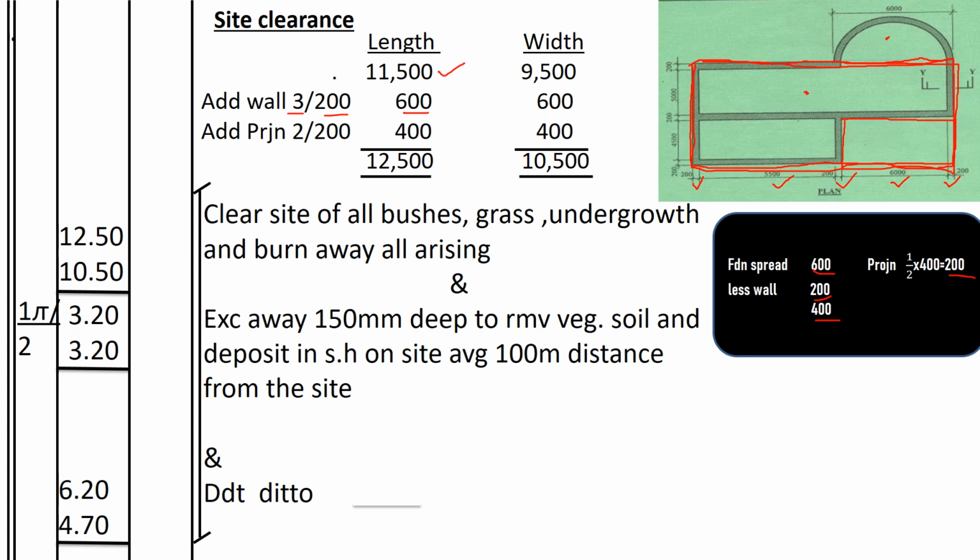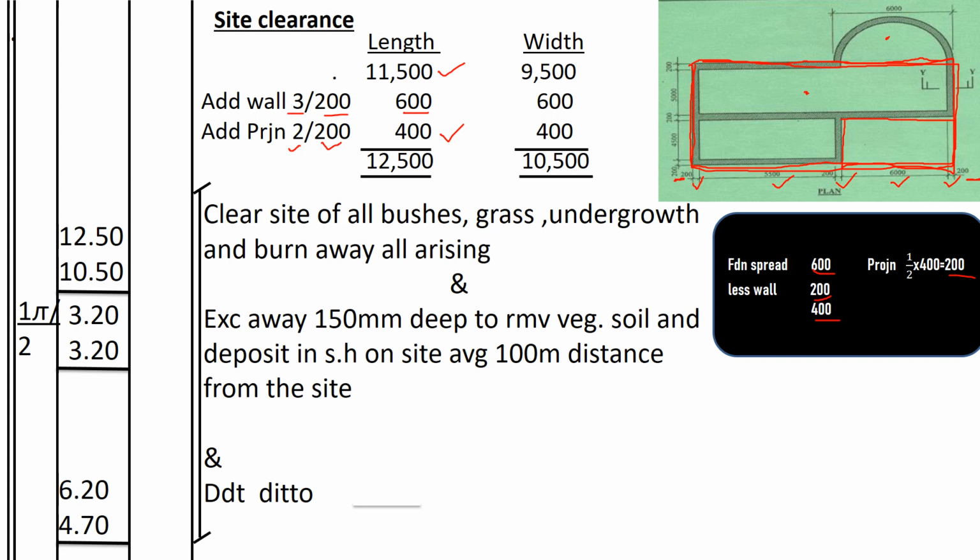So the projection on each side, for example on the length side, we shall add 200 on each side, because a half of 400 is 200. So the projection on the total length will be 2 times 200, 400. So what is the total length of that rectangular part that we are going to do site clearance? It shall be 11,500 plus 600 plus 400. We get 12,500. We go to the width.